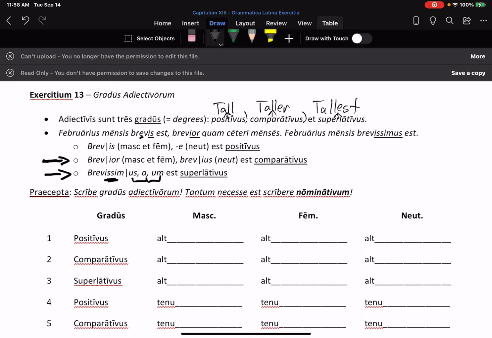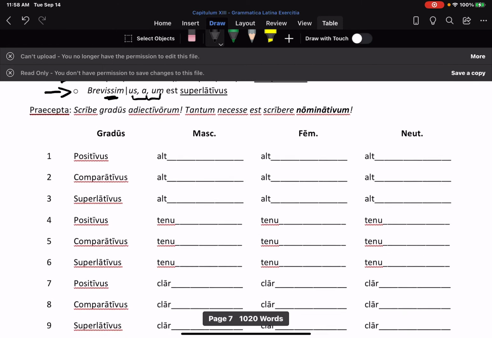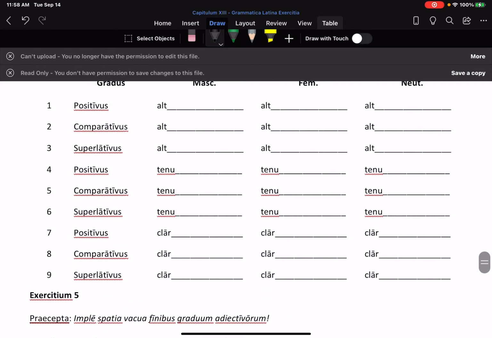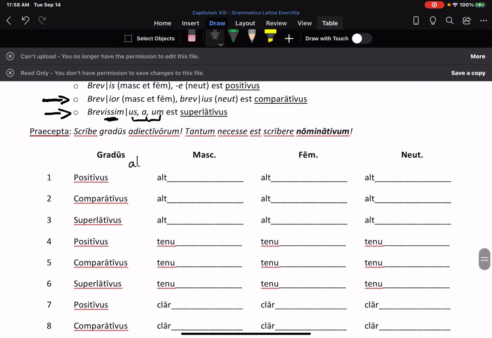And let's read the directions. Scribe gradus adjectivorum, tantum necesse est scribere nominativum. If you understand that, we only have to write the nominative endings for each adjective. Positivus, alt. All right, so what is the adjective there? Altus, right? Tall, deep. So, for masculine, altus.